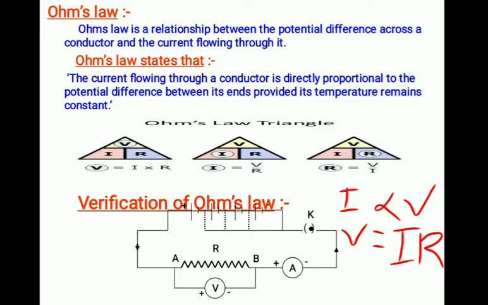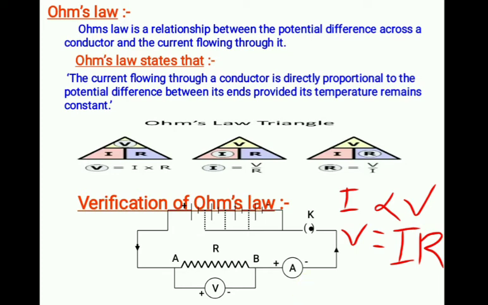First one, Ohm's law. Ohm's law gives the relation between the potential difference between the two ends of a conductor and the current flowing through it. We have already studied what potential difference and electric current are. According to Ohm's law, the electric current flowing through a conductor is directly proportional to the potential difference across the conductor, provided the temperature and other physical conditions remain the same.